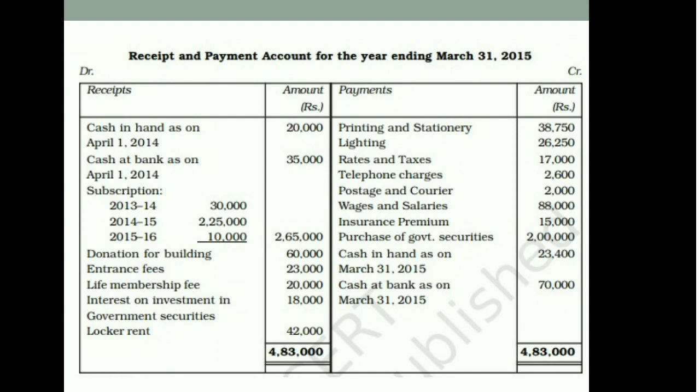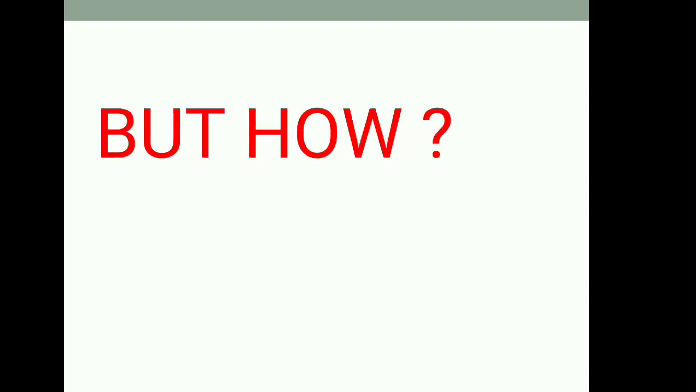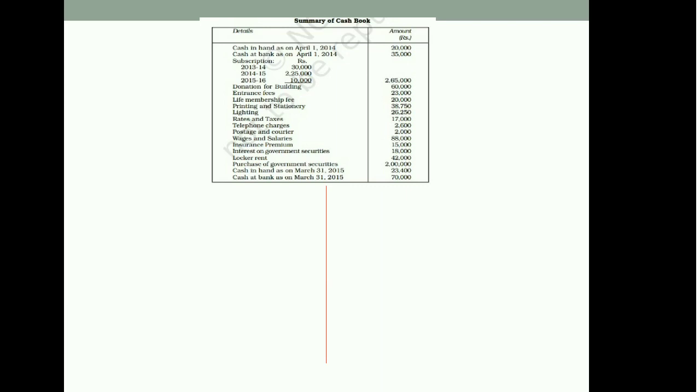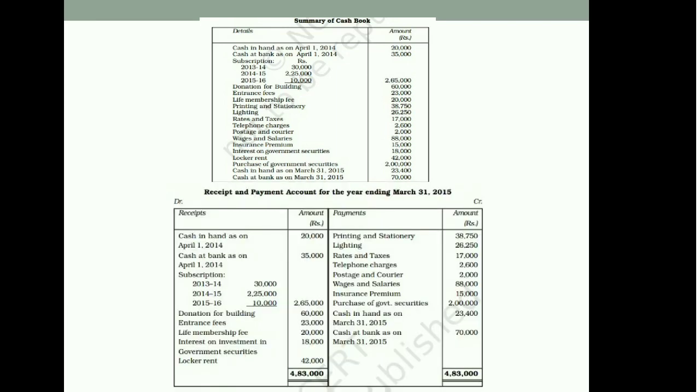Okay. Next, if it is prepared like this, but how? I have discussed. Just see. This was your question and this was your answer. The cash in hand with the balance of 2014, this is your opening balance. How can we understand that? By the opening date and the closing date. So the opening balance will be on the debit side, and the closing balance of cash in hand and cash at bank will be on the credit side at the last of the question. And after that, donation for building, income, it is on the debit side, and everything I have discussed.